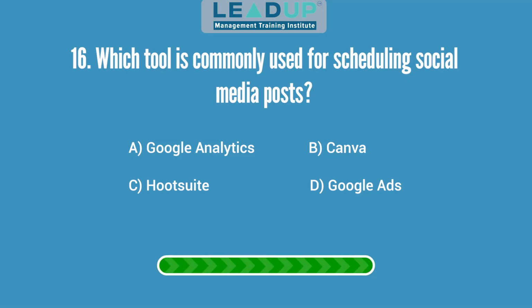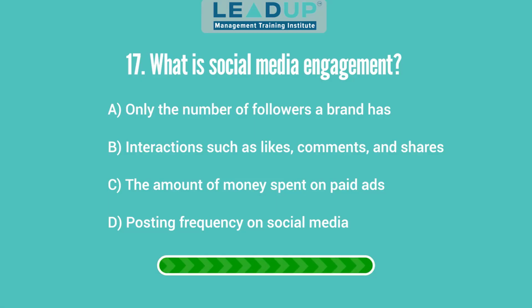Question 16. Which tool is commonly used for scheduling social media posts? A. Google Analytics, B. Canva, C. Hootsuite, and D. Google Ads. Answer: Hootsuite.